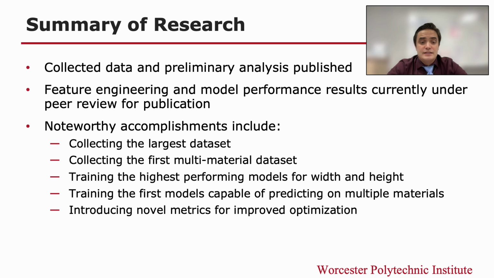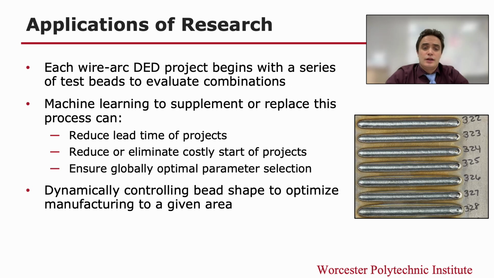As of now, our collected data and preliminary analysis have been published, and the remainder of the work, including the feature engineering and model performance results, are currently under peer review for publication. To summarize the accomplishments of this research so far, we have, to the best of our knowledge, collected the largest dataset relating parameter combinations to bead shape, collected the first bead shape dataset with multiple materials, trained the highest performing model on external validation sets for width and height, trained the first models that can be used to predict bead shape on multiple materials, even those that were not included in the dataset, and introduced novel metrics to develop a more informed optimization process. Now, why does this matter?